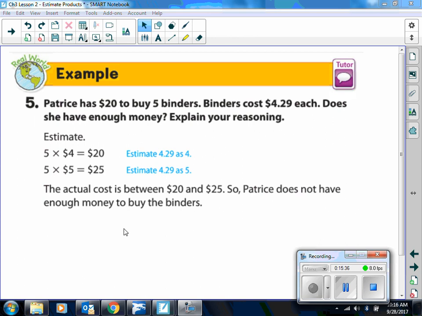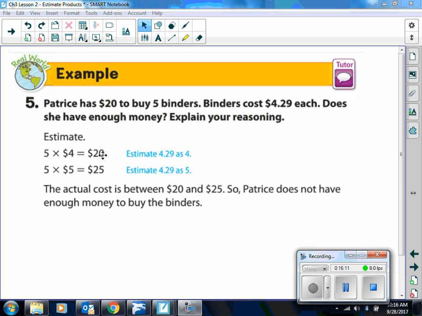All right, example 5 says Patrice has $20 to buy 5 binders. Binders cost $4.25 each. Does she have enough money? And we want to explain our reasoning. Okay? So we want to estimate. So we're going to estimate $4.25 to about $4, right? So about $4. So she wants to buy 5 of them. So 5 times 4 is 20.